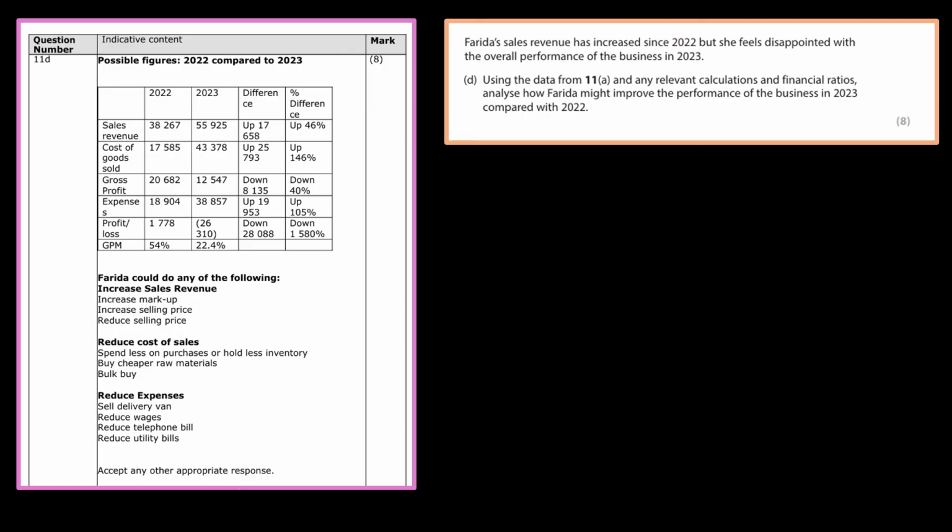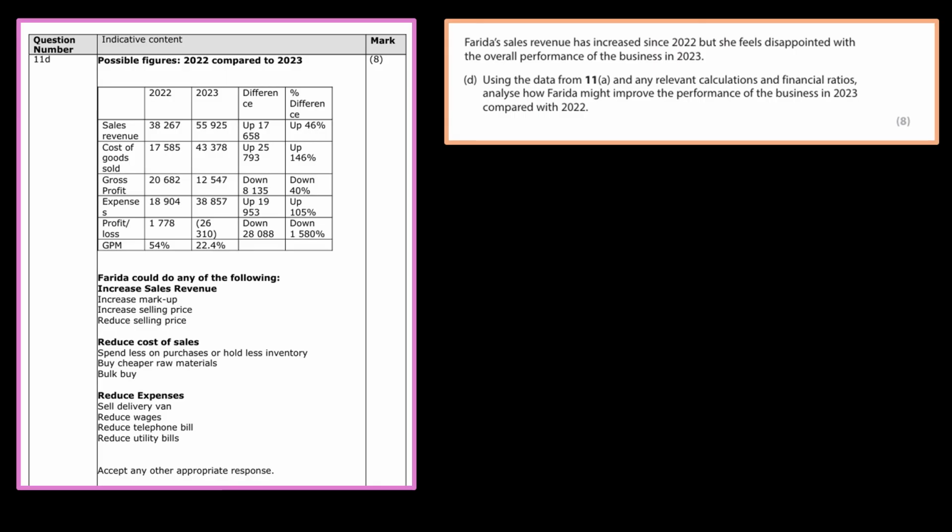So here we go. Here's the answer, and possible figures are there, all in front of you, and it says here, Farida could do any of the following: increase sales revenue, increase markup, increase selling price, reduce selling price, reduce cost of sales, spend less on purchases or hold less inventory, buy cheaper raw materials, buy bulk is also another one, and reduce expenses, sell the delivery van, reduce wages, reduce the telephone bill, and reduce utility bills.